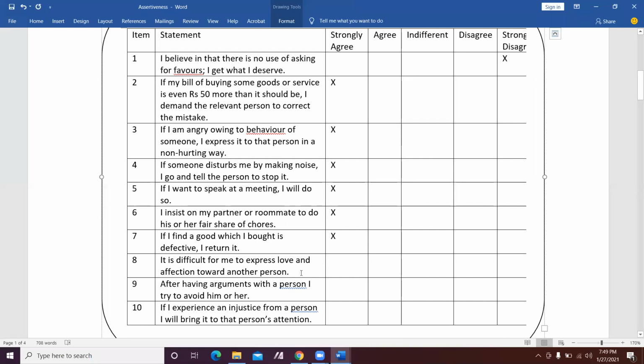It is difficult for me to express love and affection toward another person. If you express your love or affection towards another person, then you have assertiveness. After having arguments with a person, I try to avoid him or her. Strongly agree means very low level of assertiveness as far as this item is concerned. So strongly disagree, at least here. If I experience an injustice from a person, I will bring it to that person's attention. Strongly agree.